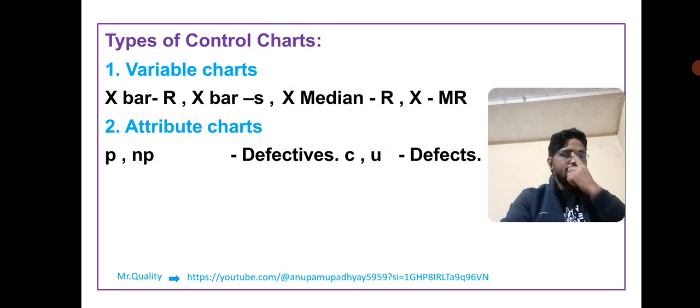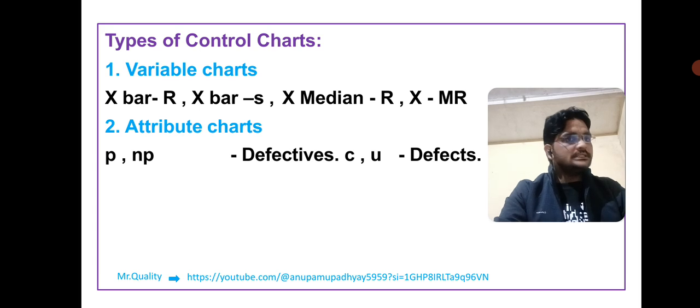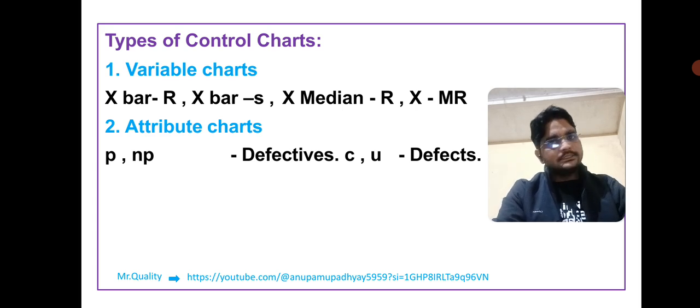Types of control charts. First is variable and second is attribute. If we are talking about variables, the first is the X bar and R chart. Second is the X bar and S chart, where S is standard deviation. Third is the X median chart and range chart. And the fourth one is the XMR, individual and moving range chart.